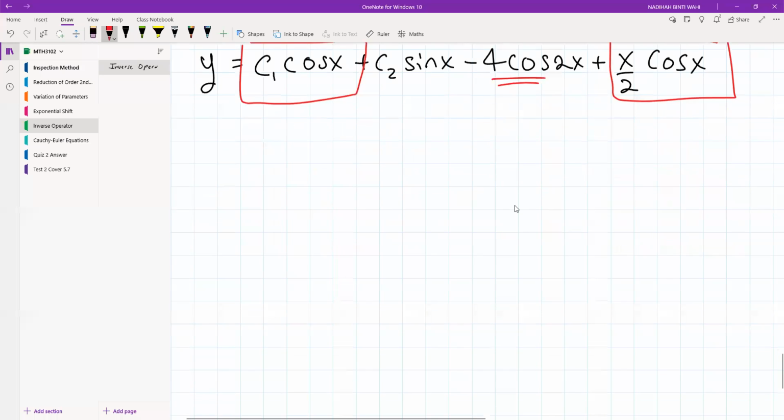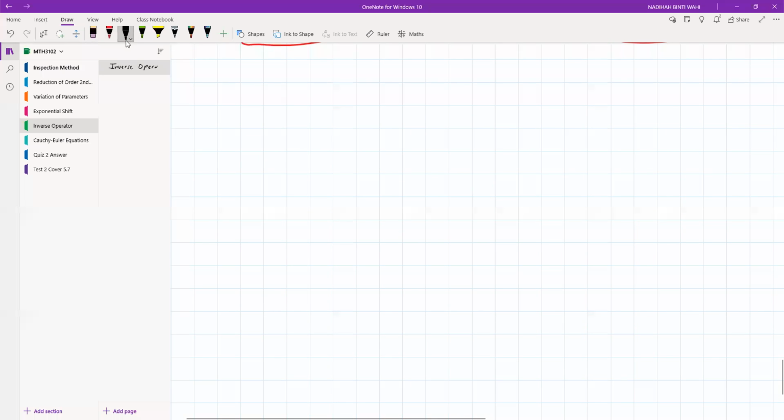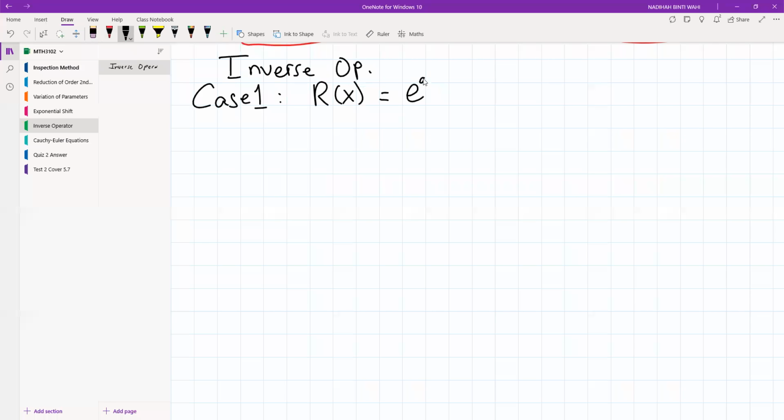Okay, saya nak pergi kepada kes yang terakhir. Ingat balik, kita ada tadi yang dua kes. Kes yang pertama, untuk exponent inverse operator. Let's try to remind you again. Inverse operator. You have case 1. Right hand side sama dengan e to the ax. And then case 2, saya ada right hand side sama dengan e to the ax darab dengan f of x, any function of x.